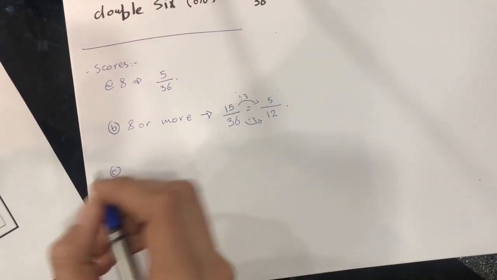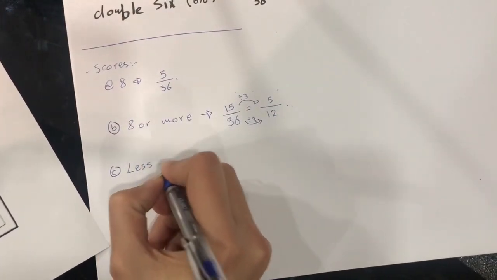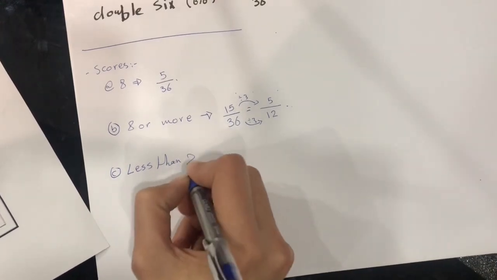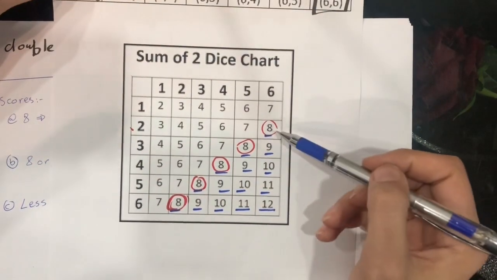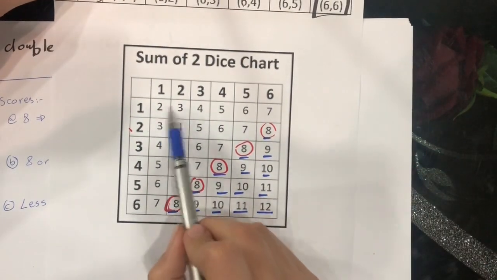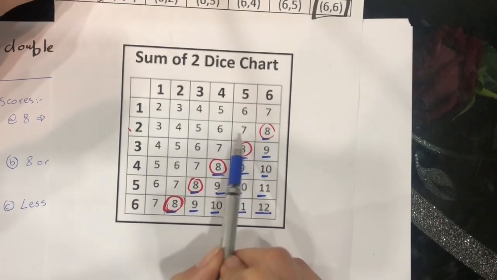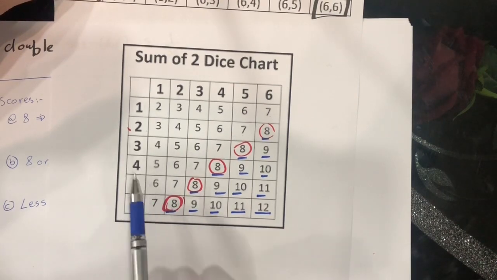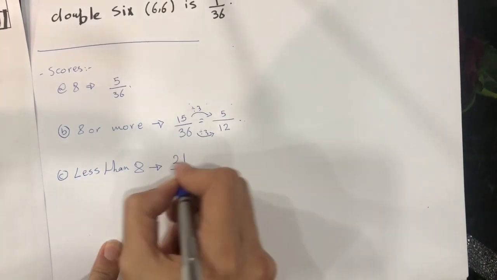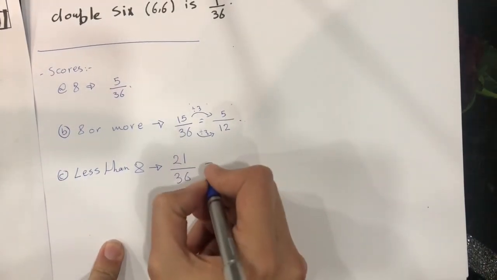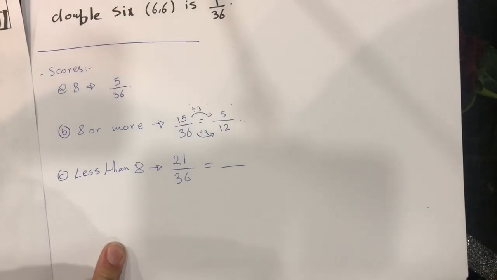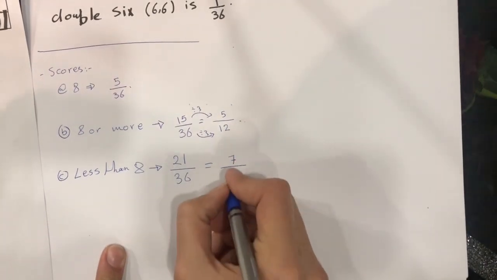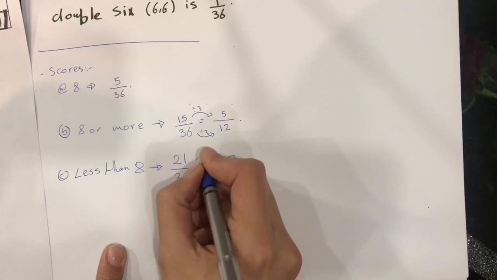What is the probability of getting less than 8? Less than 8 are all the numbers that are not circled or underlined. So 1, 2, 3, 4, 5, 6, 7, 8, 9, 10, 11, 12, 13, 14, 15, 16, 17, 18, 19, 20, 21 possible outcomes out of 36. This probability or fraction is equivalent to 7 out of 12 by dividing also by 3.